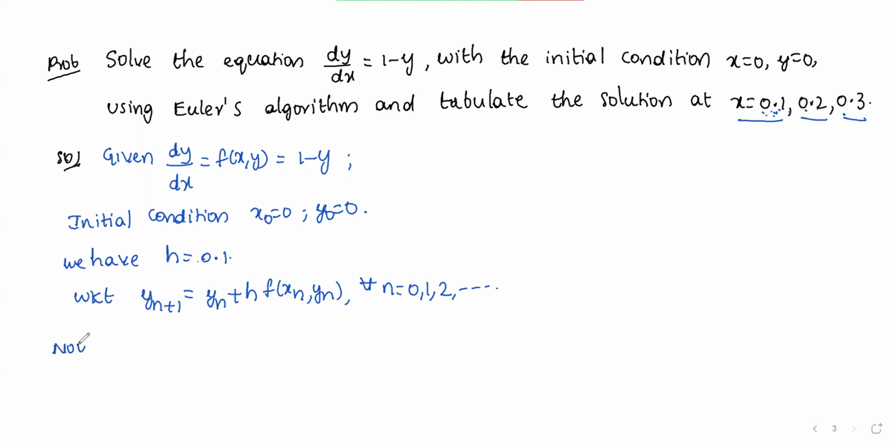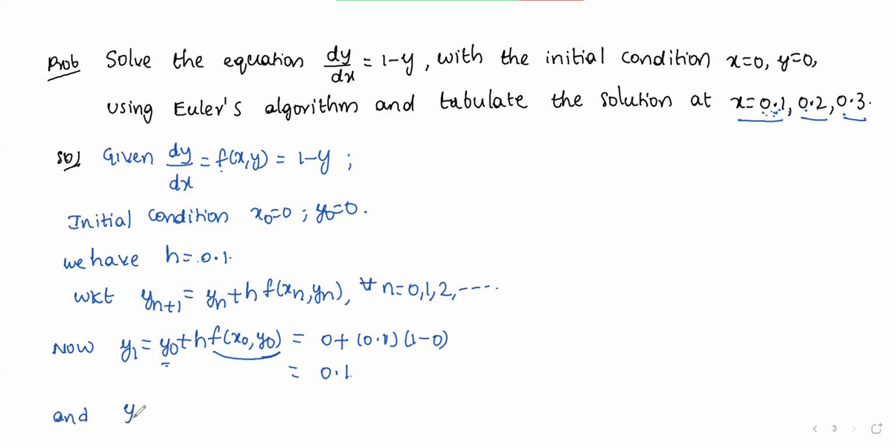Now, the first approximation value y1 is equal to y naught plus h into f of x naught comma y naught. What is the value of y naught? 0. Plus h means 0.1, f of x naught comma y naught. We know that f of x comma y is equal to 1 minus y. Now, f of x naught comma y naught means 1 minus y naught, 1 minus 0, that is equal to 1. So 0.1 into 1 is 0.1. The final answer is 0.1. This is the first approximation.